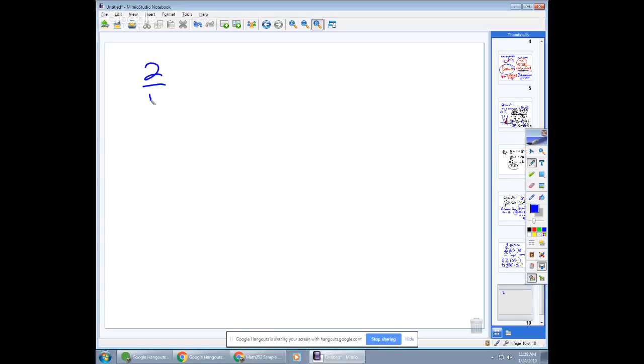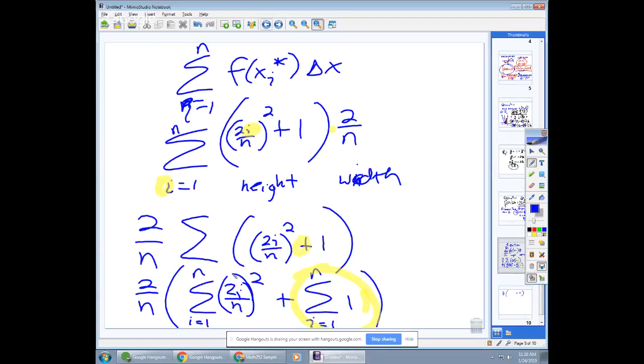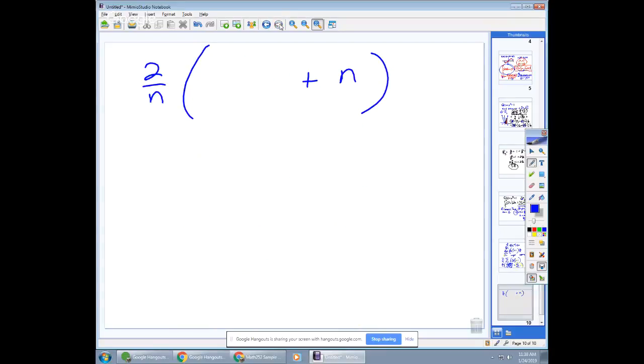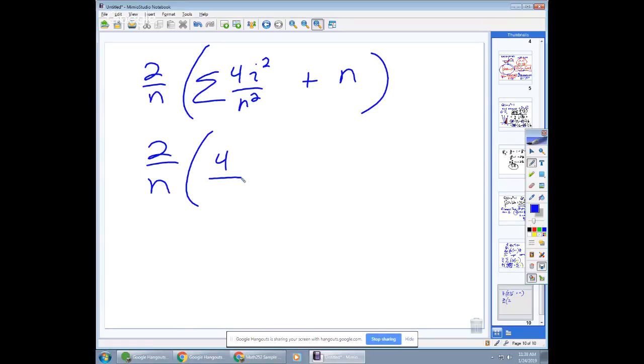So we have the 2 over n sitting on the outside. We got to clean that sum up, and now we have a plus n here. All right. So let's see. If I square this thing right here, then I can rewrite that as 4i squared over n squared. Is 4 a constant? Yes. Is n squared a constant? Yes. So they pop out. Okay, so now, here's what I have. 4 pops out, n squared pops out. So now I'm just summing up a bunch of i squares as i goes from 1 to n.